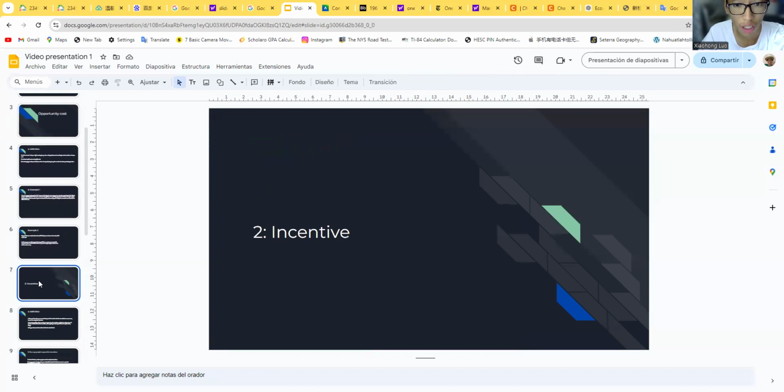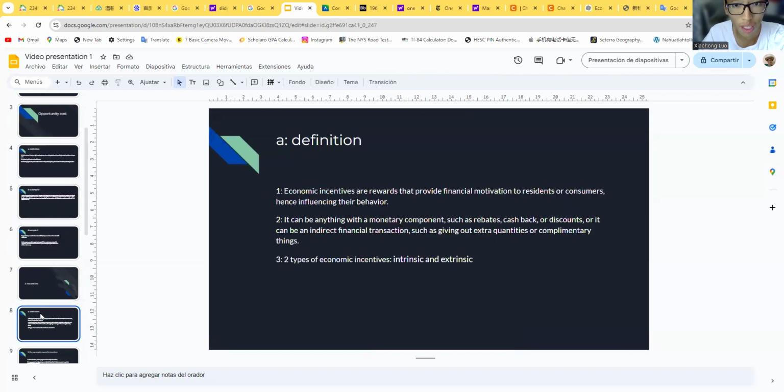Okay, so let's talk about incentives. Incentives are economic rewards that provide financial motivation for residents and consumers. That's why they influence their behavior.